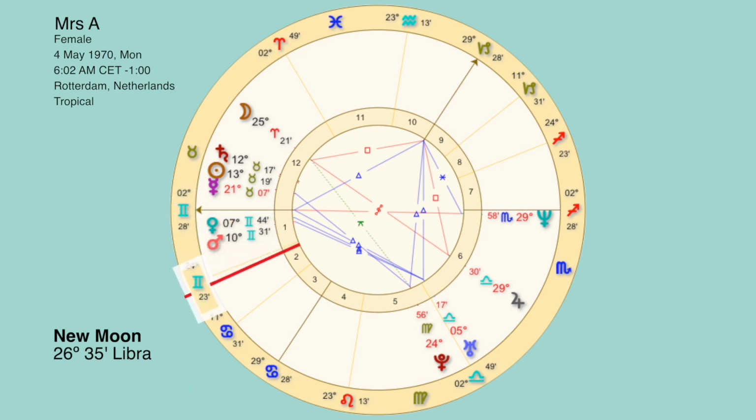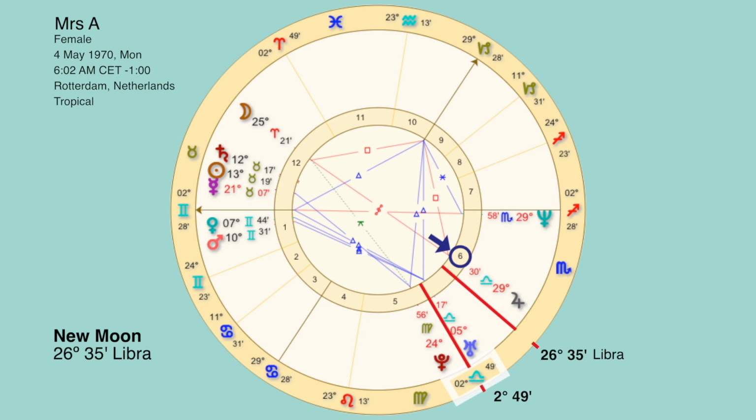Move counterclockwise through the outer circle of the chart until you find the sign of Libra. You will find Libra in her chart at 2 degrees and 49 minutes, the starting point or cusp of the 6th house. Because the new moon falls at 26 degrees and 35 minutes, you will have to move through the circle a bit further, about here. So the new moon of Mrs. A falls in her 6th house. This is the life area that has to do with work and health, but also with teachers and mentors.